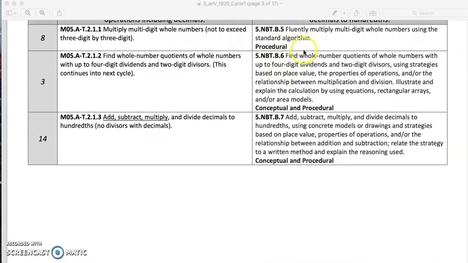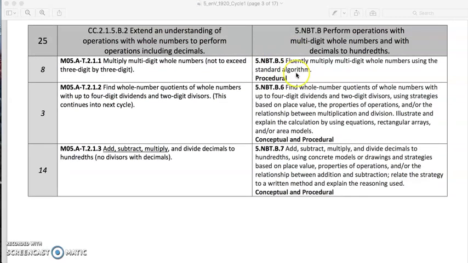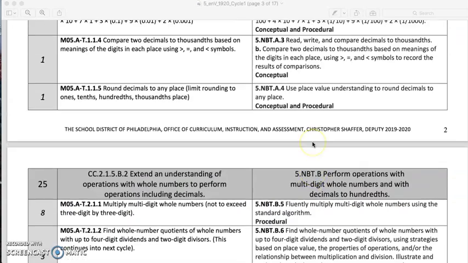Well, here's one that's procedural. Fluently multiply multi-digit whole numbers. Okay, great. That is a procedure. That is about doing an algorithm, memorizing it, and becoming fluent. And actually in 5th grade, this is the first time that students are expected to use the standard algorithm. This is truly procedural. You might notice that there's no application in cycle 1.